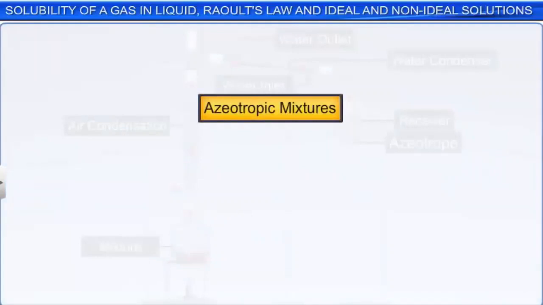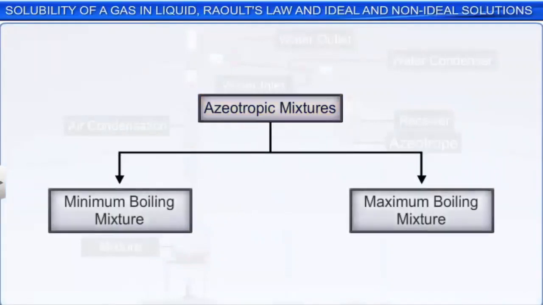Azeotropic mixtures can be further classified into two categories: minimum boiling mixture and maximum boiling mixture. Let us first discuss the minimum boiling azeotrope mixtures.